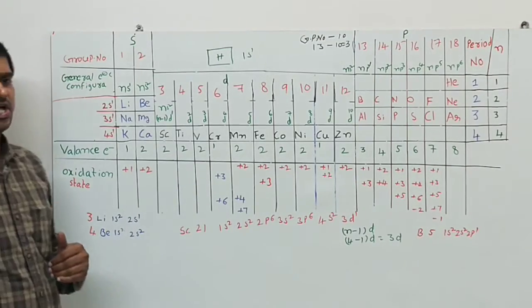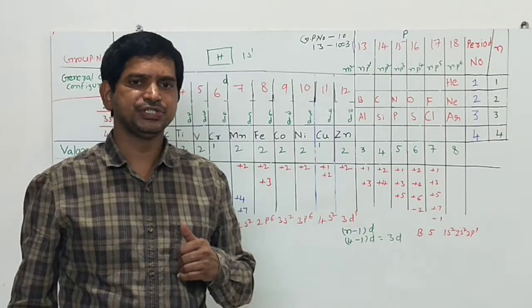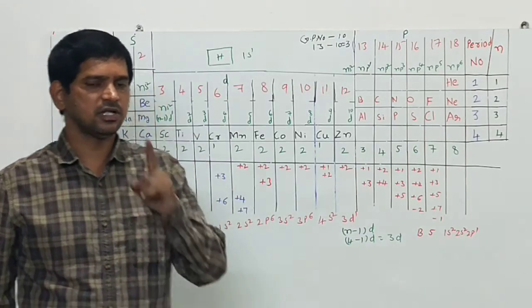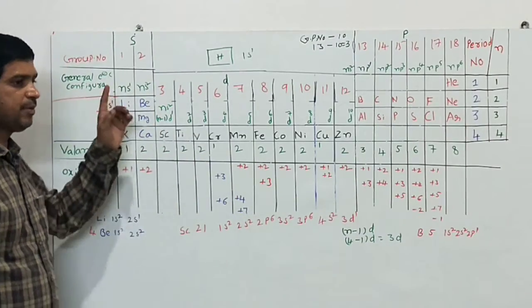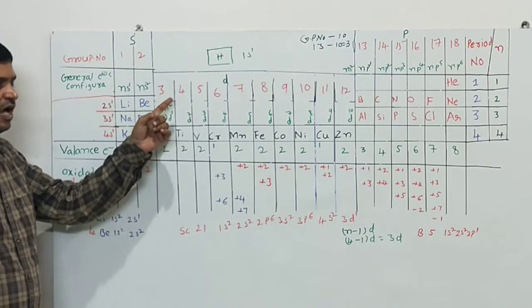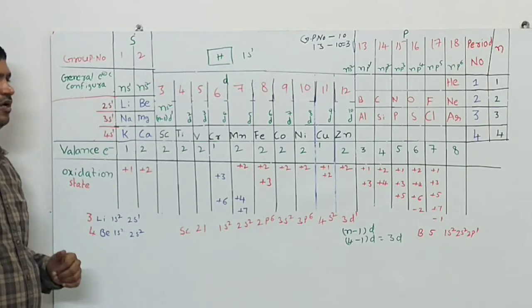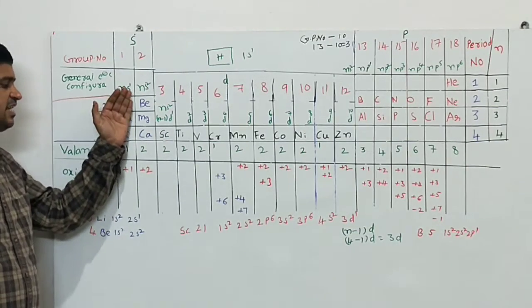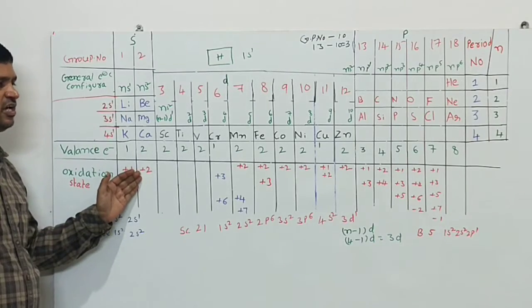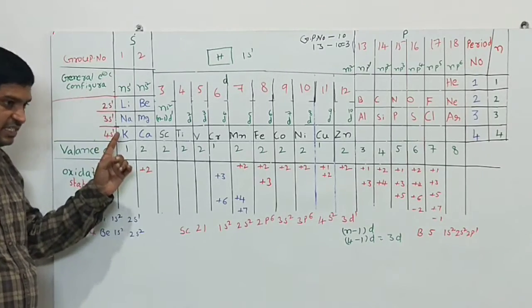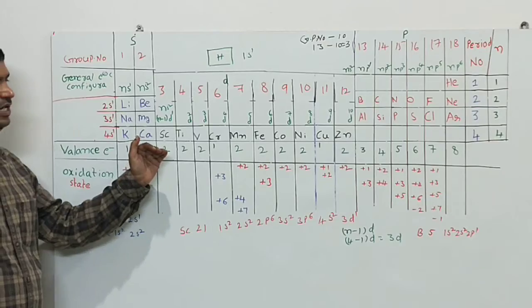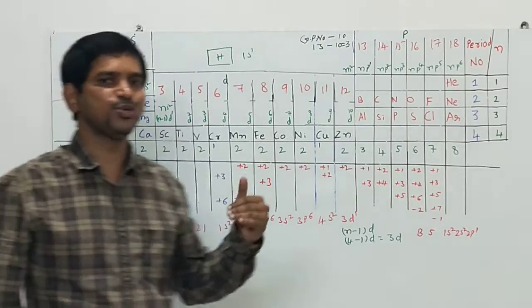Okay. With this, I am concluding this class. Last thing, if we remember these elements as per their group number, we can easily assign their oxidation states and valency electrons.